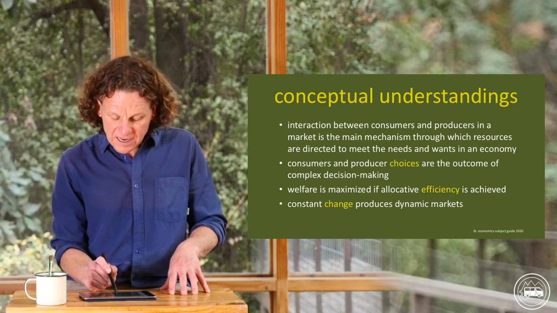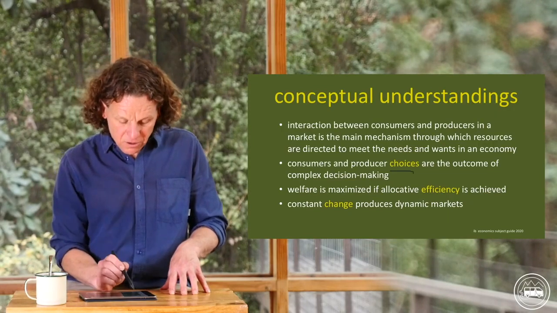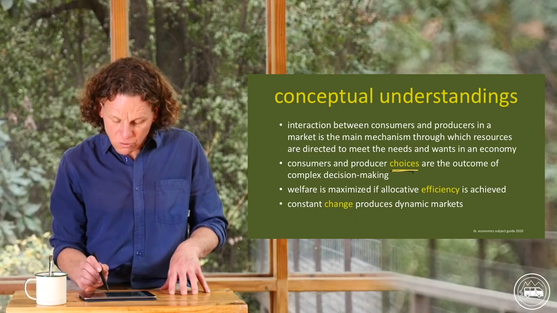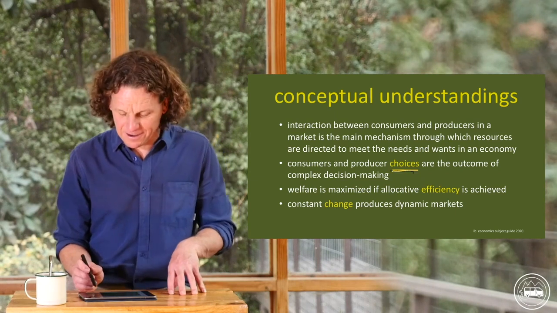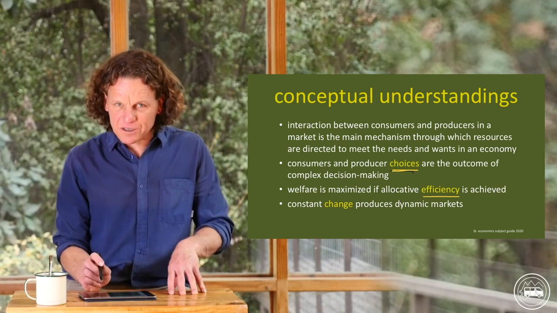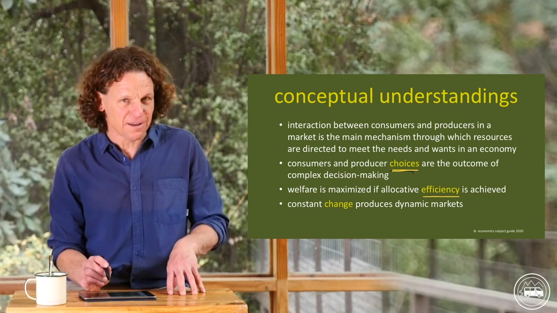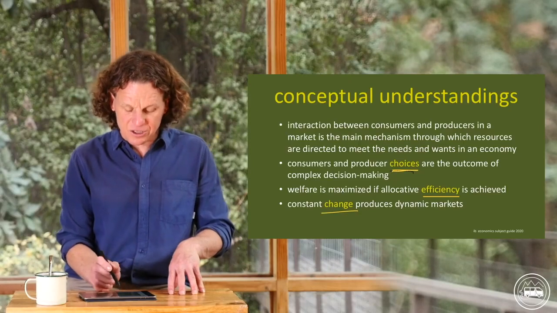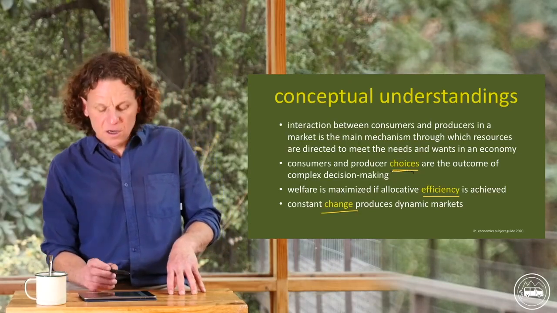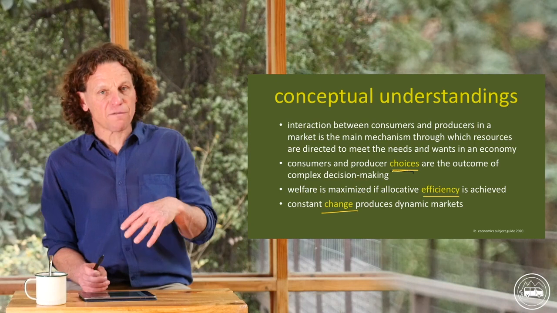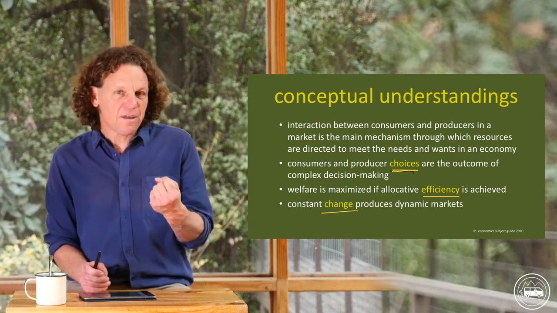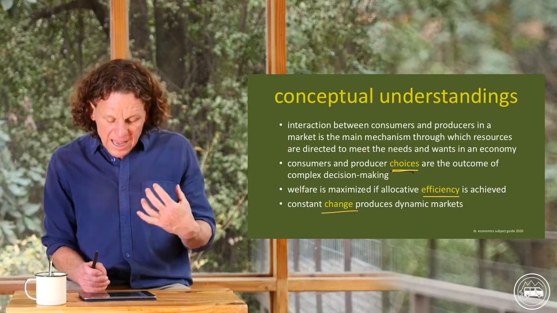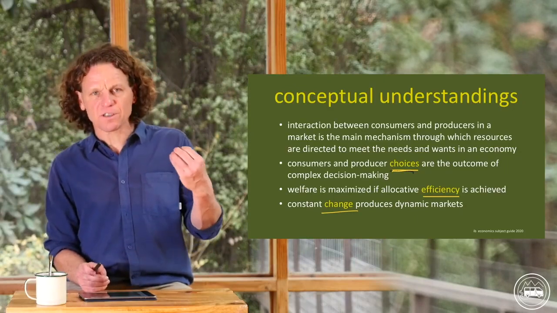So you see that there is choice, one of the 9 central themes of our studies of economics. There is efficiency, one of the 9 central themes of our studies of economics, and change is there as well, okay? So the conceptual understandings of the first real-life question, how do producers and consumers meet their needs and wants, has these themes underneath it, okay?